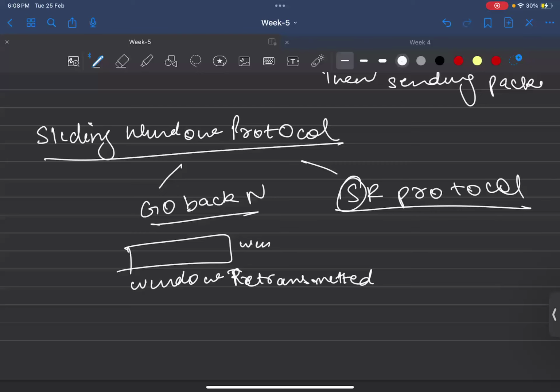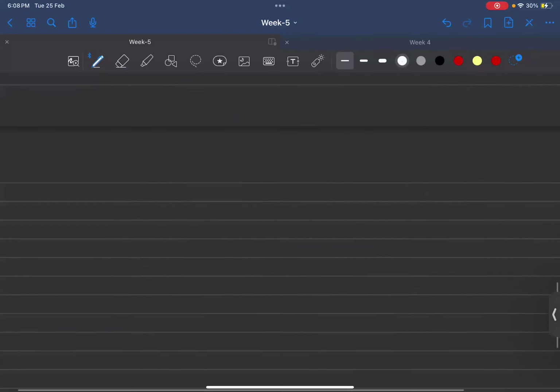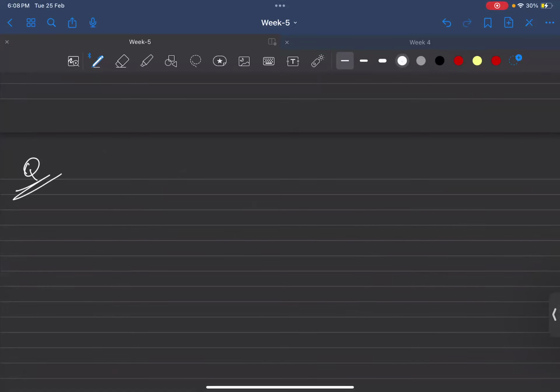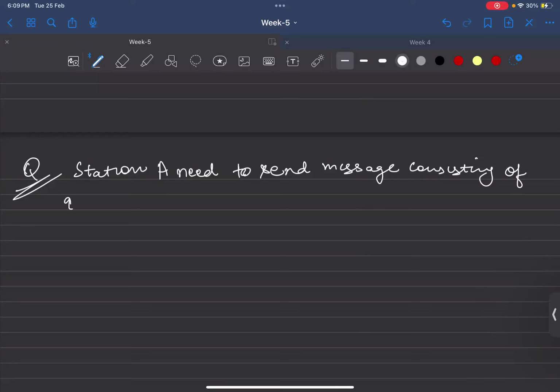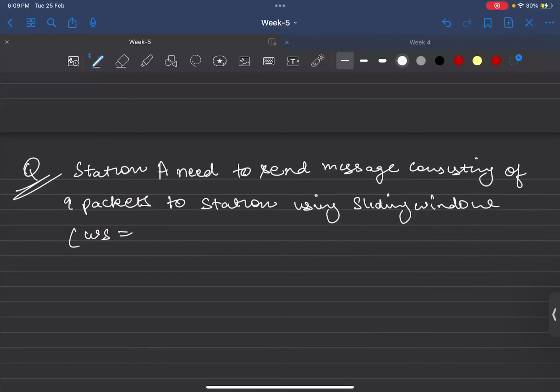That is the difference between Go-Back-N and selective repeat. Now let's see the numericals. Station A needs to send a message consisting of 9 packets to station B using sliding window. Window size is equal to 3 and Go-Back-N error control strategy. All packets are ready.